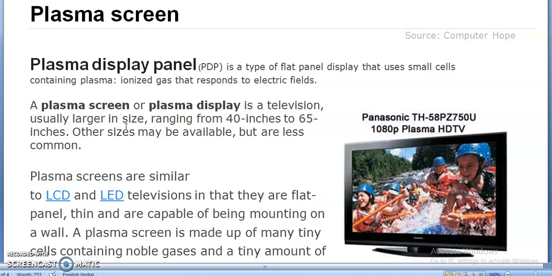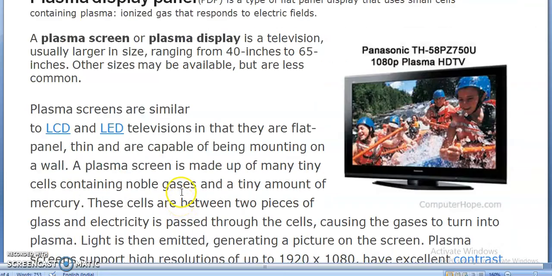They are, of course, very expensive because of the price also. So plasma screens are similar to LCD and LED television in that they are flat panel, thin, and capable of being mounted on a wall, and they can be mounted on the wall also.